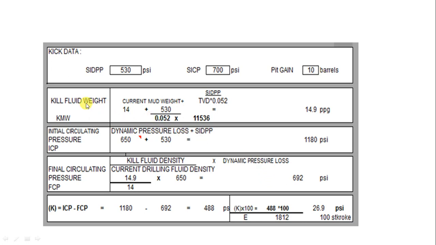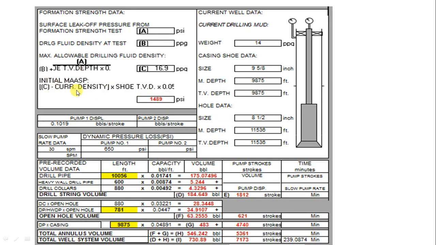The last requirement is the final mass. So after the mud weight, we get the kill mud weight, which is 14.9. So we will go here. So it will be 14.9 minus 14 multiplied by the shoe depth here multiplied by 0.052. It will give you the final mass.